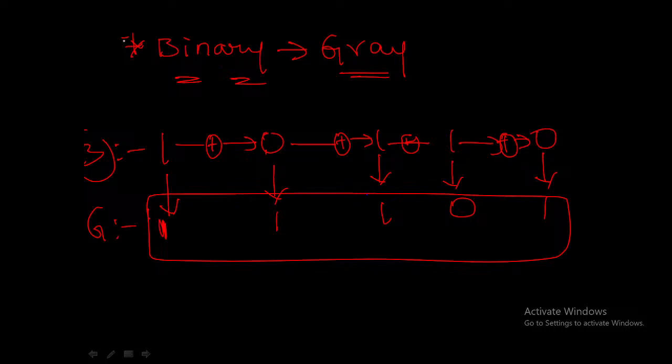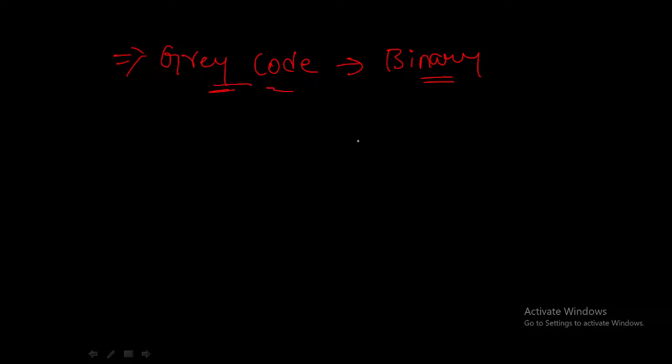Now, next, how to convert gray code to binary code, vice versa? How to do that? Any idea? Let us take one gray code, 11011, and we have to convert it into a binary code. The MSB remains the same, and from the next bit we have to do the XOR operation in a crisscross manner.